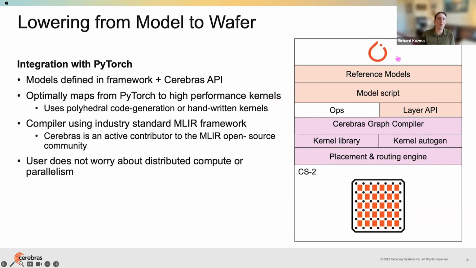And now as we move lower in that diagram to the pink portion, the compute graph is traced. It's lowered to our compiler, matched to either handwritten performance kernels or auto-generated kernels. That hits our placement and our routing engine and finally meets the wafer scale engine. And we're an active contributor to Torch MLIR and the open source community.